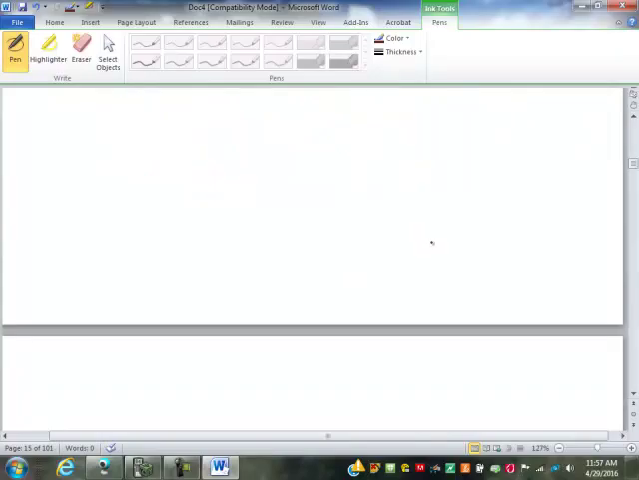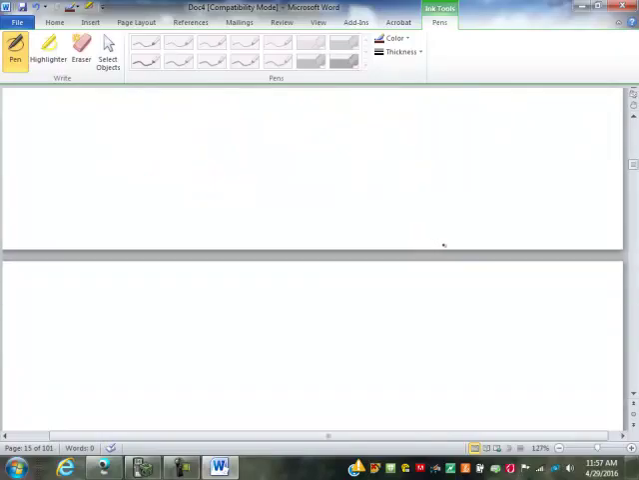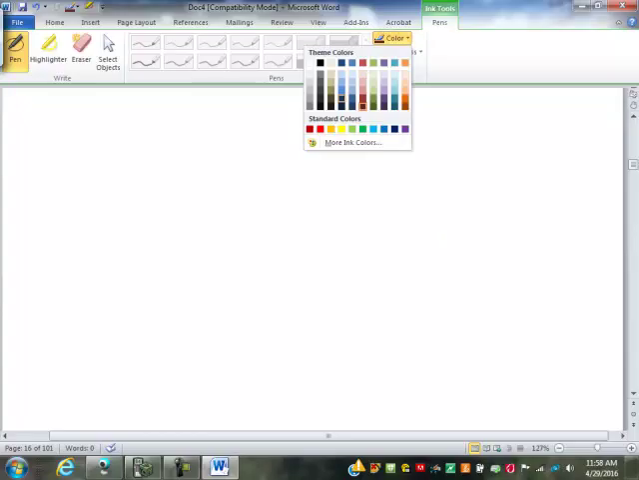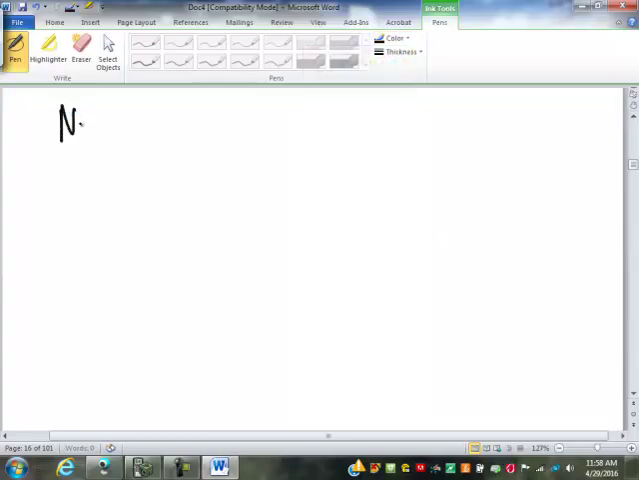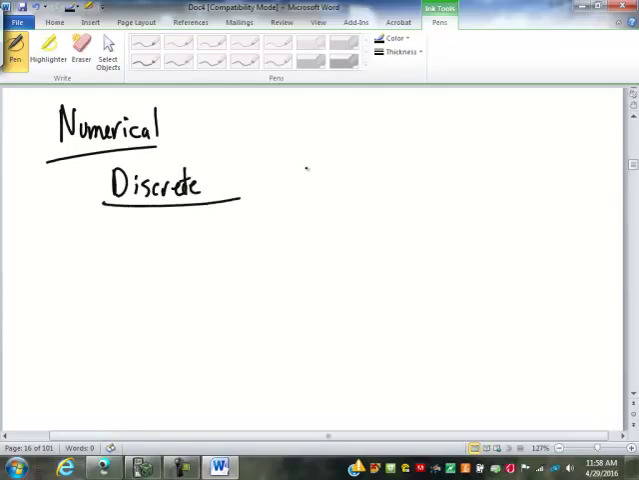Let's look now at numerical data and how we organize numerical data. We have numerical data. There's two types. We talked about discrete. And discrete, remember, was counting. Like how many cars are owned in your household.